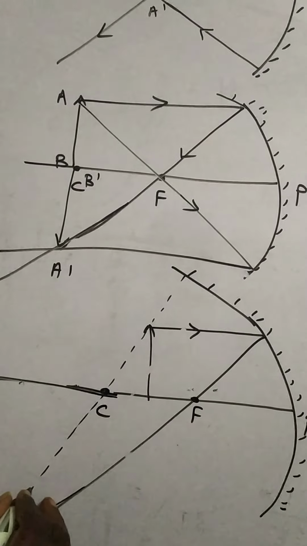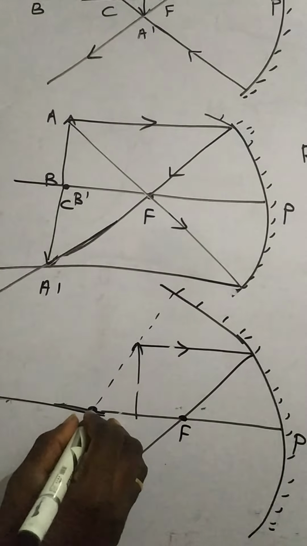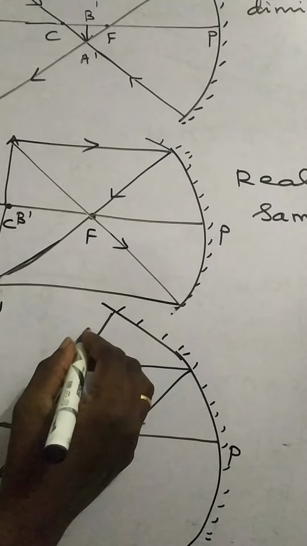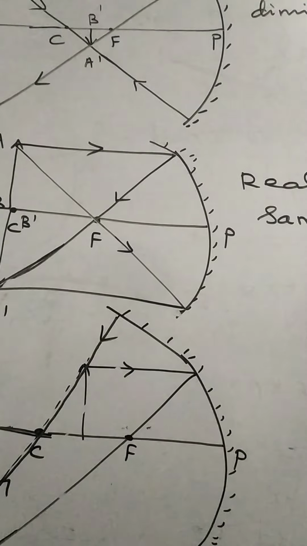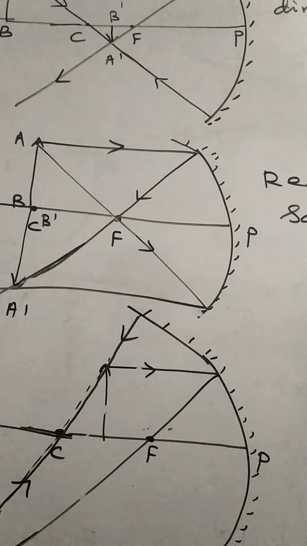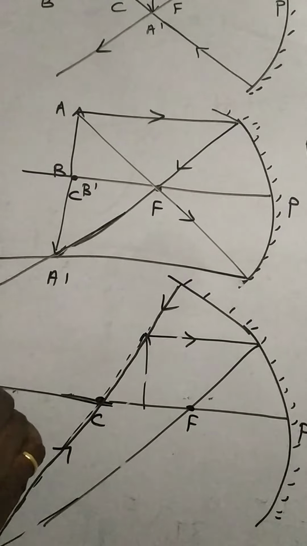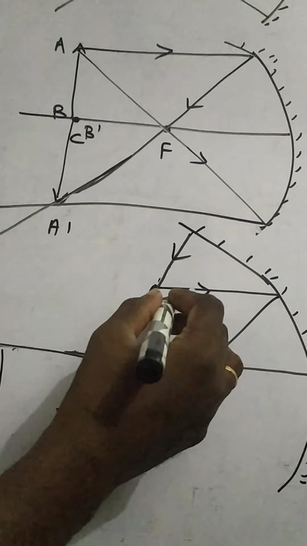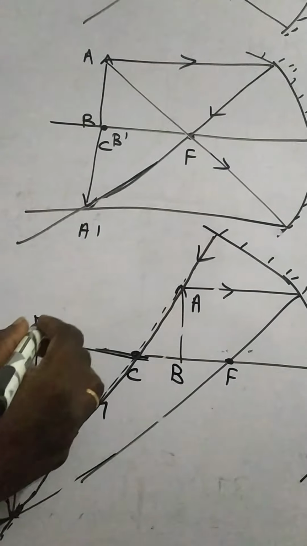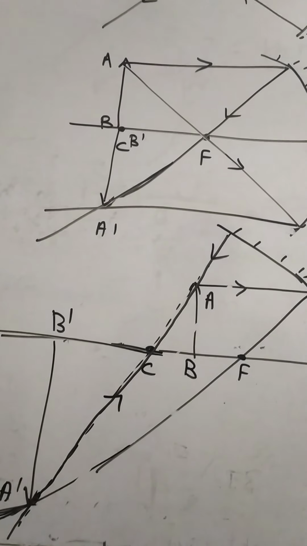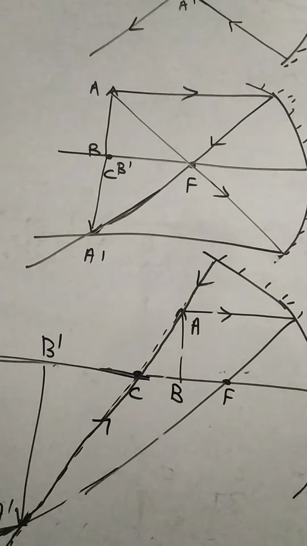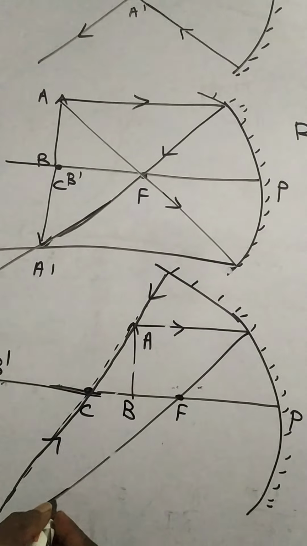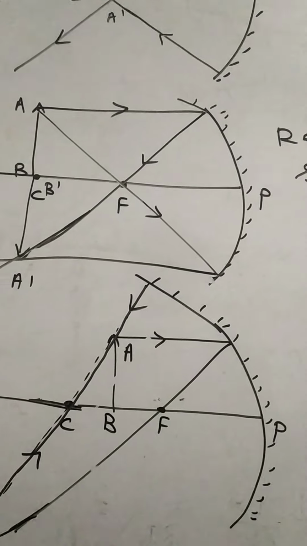Rays passing towards the center of curvature, what happened? They retrace the path. So where is the image obtained? Beyond C. BA is the object position, B dash, A dash is the image position. So in the fourth one, the image is obtained beyond C.